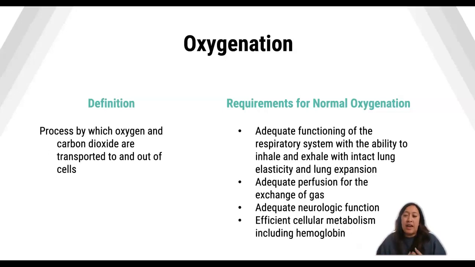We also need to have adequate perfusion for the exchange of gas, of CO2 and oxygen. We need to have functioning perfusion for oxygenation to work. We need to have adequate neurological function, and we also need to have efficient cellular metabolism, including hemoglobin, because hemoglobin is that molecule that carries our oxygen and leads to the exchange of oxygen and carbon dioxide.